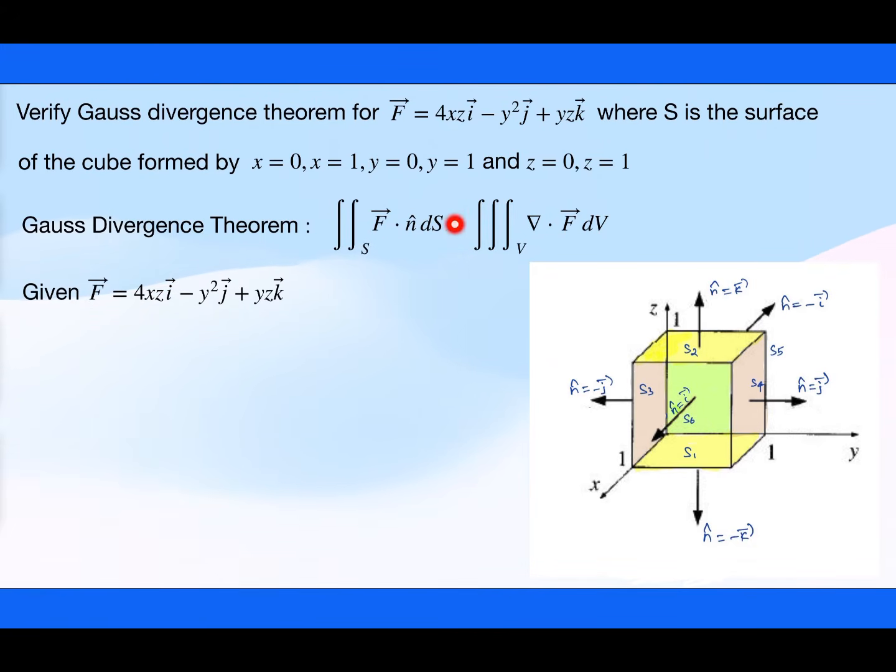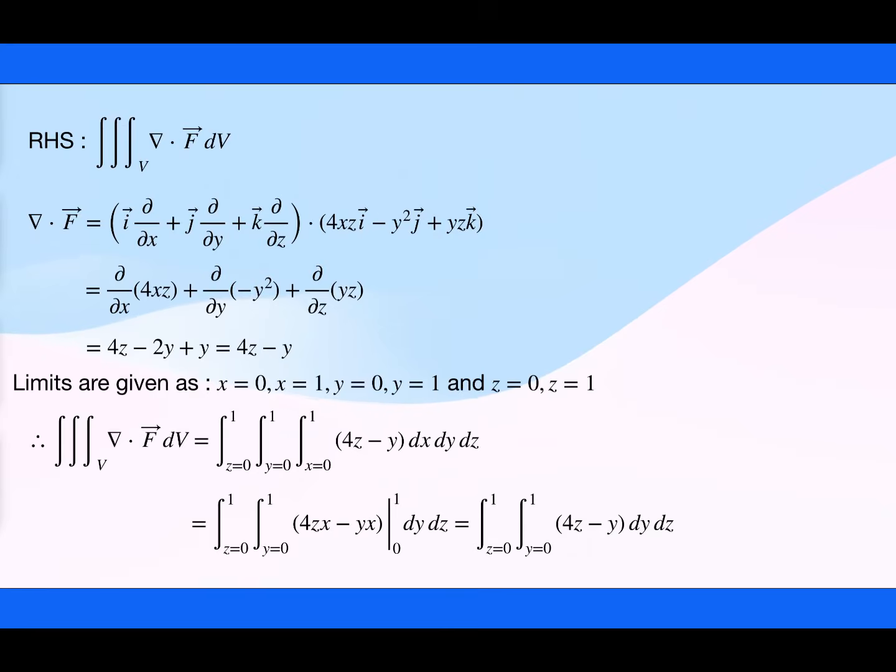So let us verify this side, triple integral over v del dot f vector dv. So the right hand side we will take here. So we need to evaluate this integral, triple integral over v del dot f vector dv. So del dot f vector, what is del? i dou by dou x plus j dou by dou y plus k dou by dou z dot f vector is the given question, 4xz i vector minus y square j vector plus yz k vector.